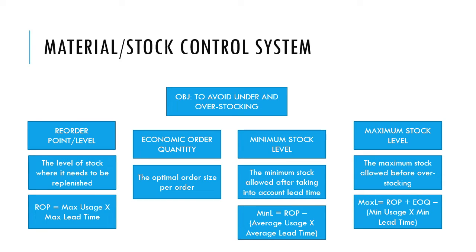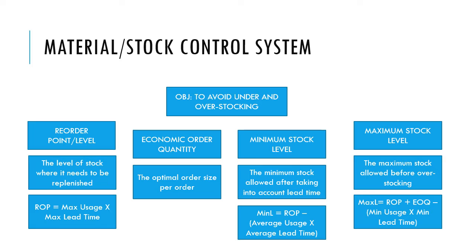The next one is the economic order quantity. So what is economic order quantity? It is the optimal order size per order, which we will discuss later on. What is minimum stock level? Minimum stock level is the minimum level allowed after taking into account lead time. So what is lead time? Lead time is the period of time that the storekeeper needs to replenish the stock.